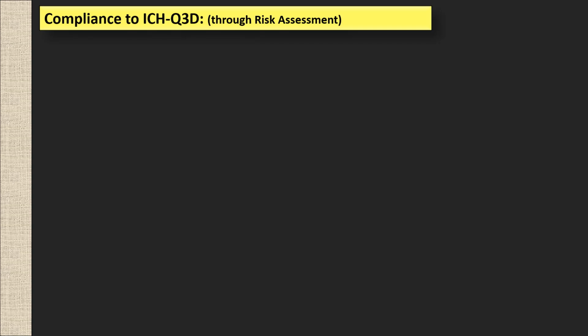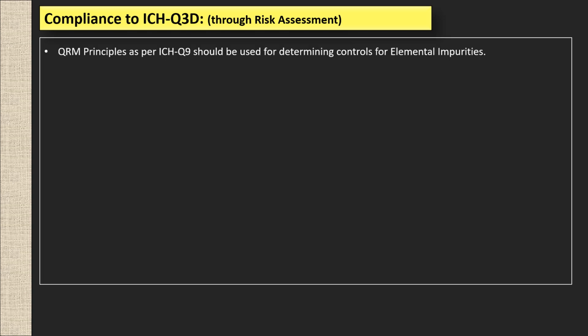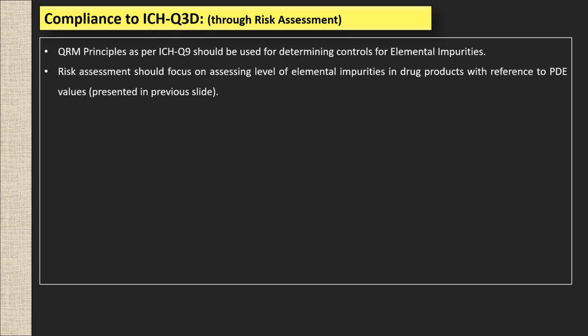Now we move ahead to the compliance with ICH Q3D, that is the limit of elemental impurities in the product, which is mainly demonstrated through risk assessment. So QRM principles as per ICH Q9 should be used for determining controls of elemental impurities. If you want the details of ICH Q9, we have one presentation uploaded onto the channel for ICH Q9 on how to determine the risk assessment.